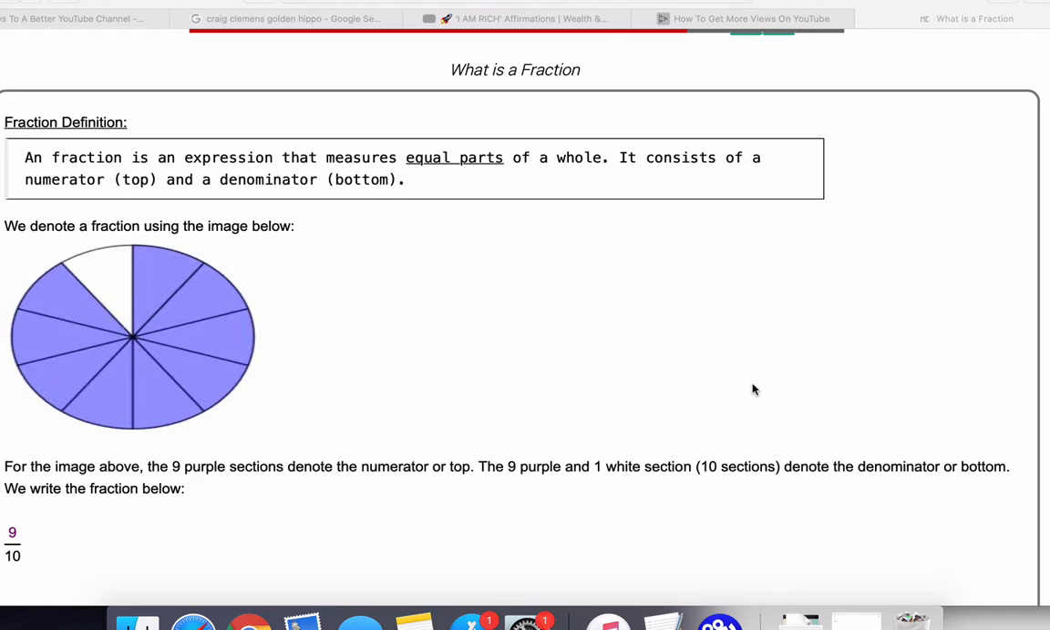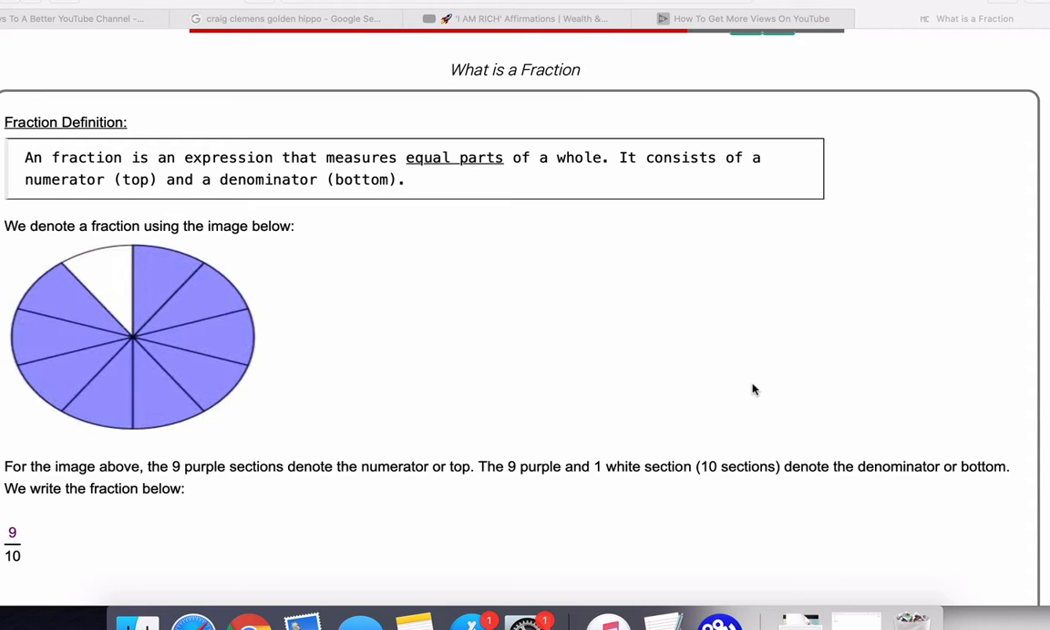Welcome to the What is a Fraction video from MathCelebrity.com. In the next few minutes, I'm going to walk you through what a fraction is, the different types of fractions, and how you can get your fraction problem solved and explained in a split second.